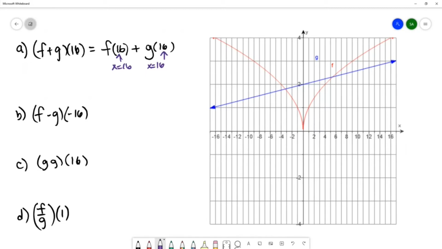So over here on the right hand side, I can identify on the graph of g a y value of 3, so that's 16, 3. And then on the graph of f, that looks like 16, 4. So I'm identifying the y-coordinate on both of these. So f of 16 would be 4. G of 16 would be 3. And I want to add those results together to get 7. So let's continue on to the next part.